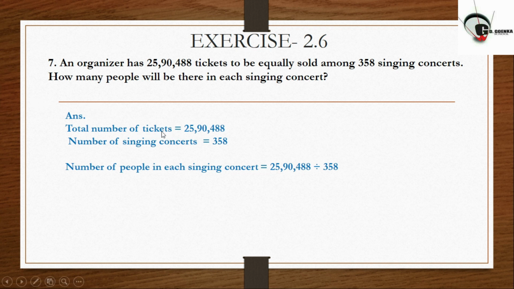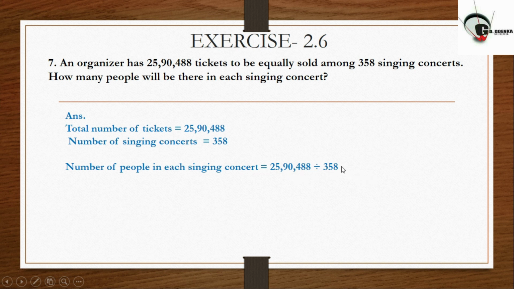The total number of tickets is this many and the number of singing concerts is these many, 358. The number of people in each singing concert, each means they are distributing these many tickets among these singing concerts. So that's why we have written here each, and whenever we write each, that means we need to do the division operation.